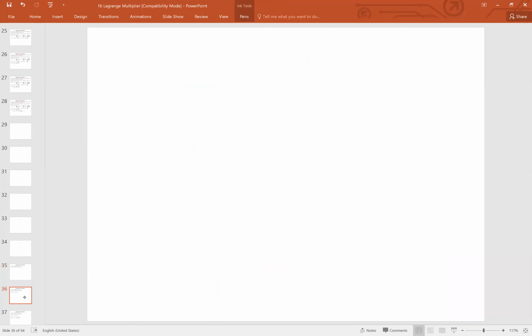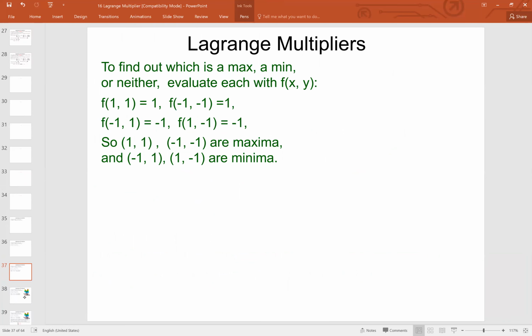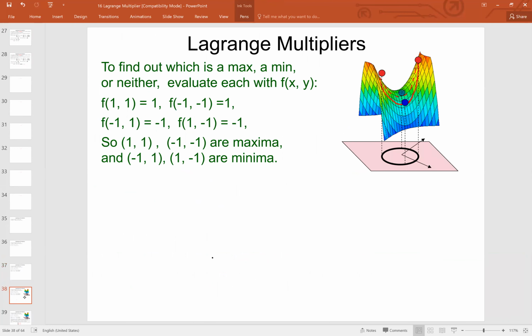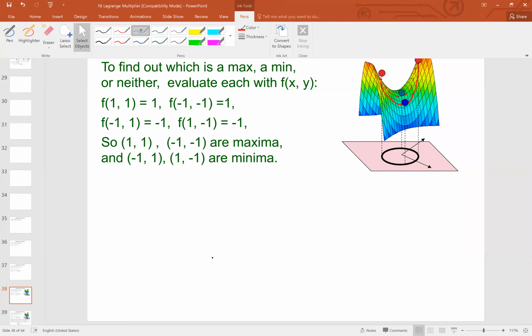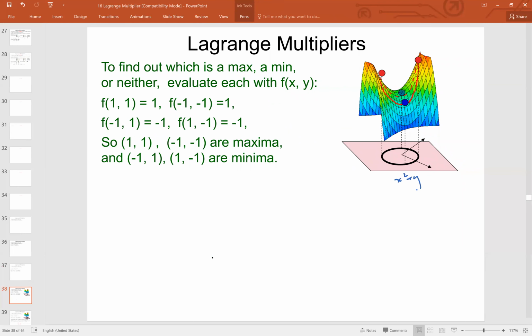Here are the pictures. So (1, 1) is a maximum, (-1, -1) is a maximum. And then at the other 2 corners of the square, those are the minimal. And these are the pictures for them. The circle is the domain. This is the circle x squared plus y squared equal to 2. And then this is the surface z equal to xy. And the path, and we have the 2 minimum points and 2 high points.